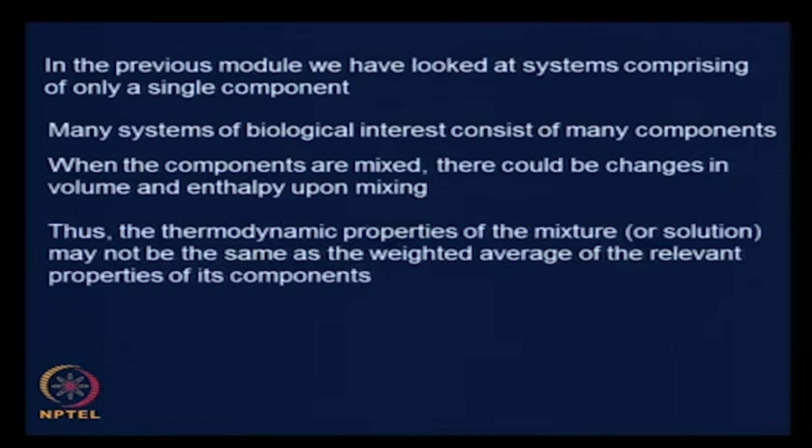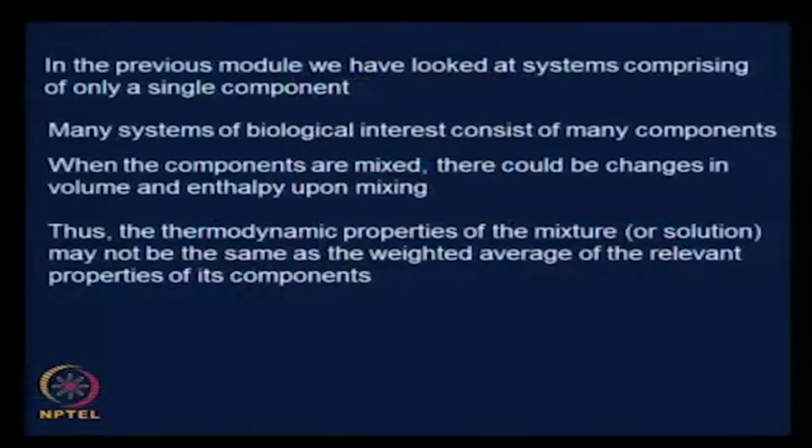What I mean by that is, you could take volume 1 and volume 2, V1 and V2. When you mix them together, the total volume may not be V1 plus V2, it could be something different from V1 plus V2. Similarly, enthalpy H1, enthalpy H2 and maybe H3, H4, depending on the number of components we are mixing together. Put them all together, the total enthalpy may not be equal to the algebraic sum of the enthalpies of individual components. Therefore, the thermodynamic properties of the mixture or the solution may not be the same as the weighted average of the relevant properties of its components. I should have said the weighted average.